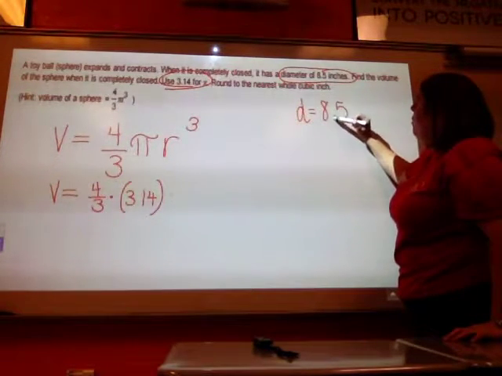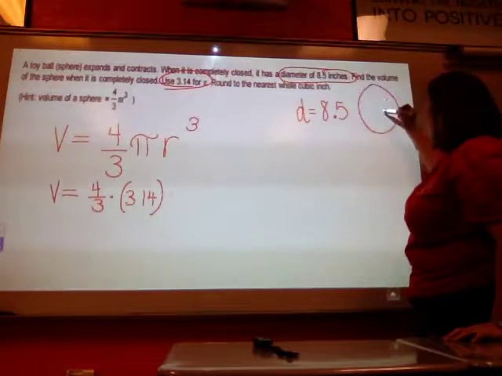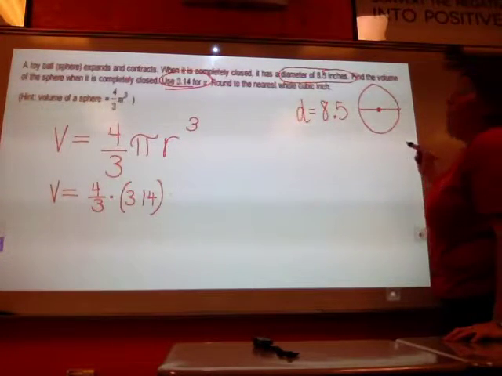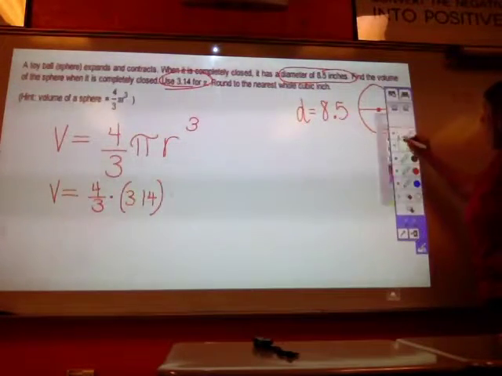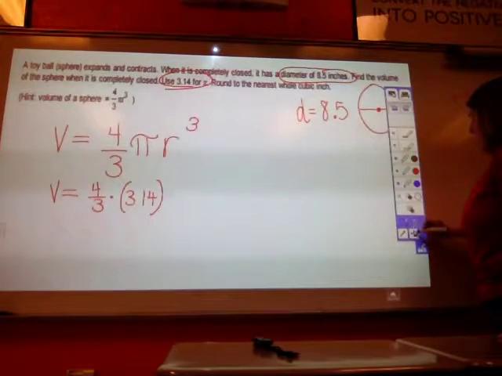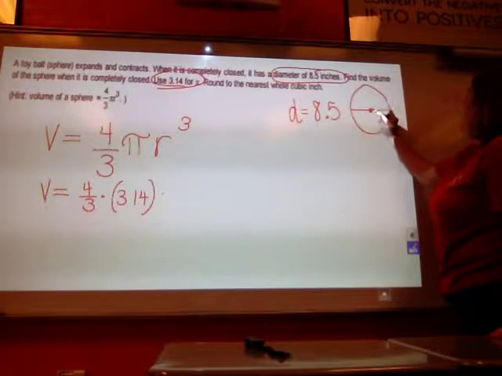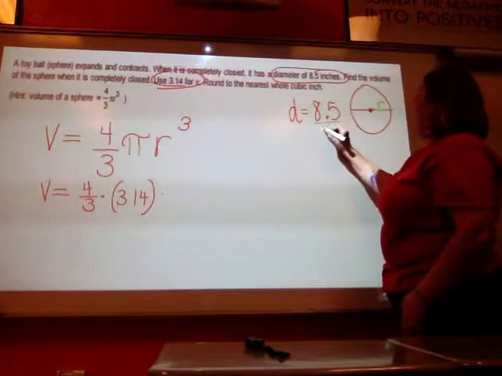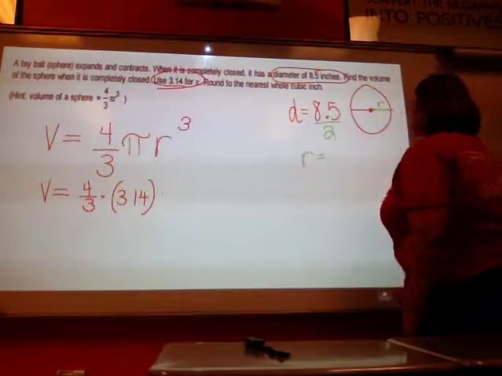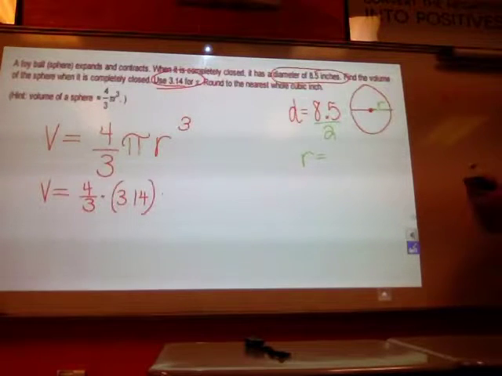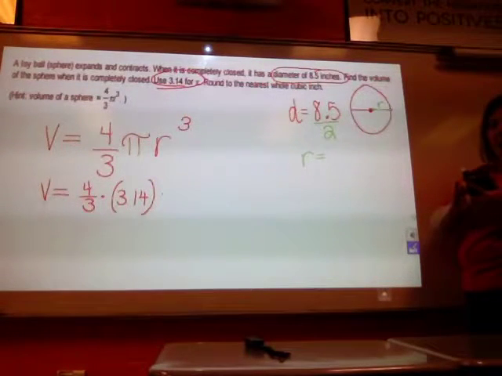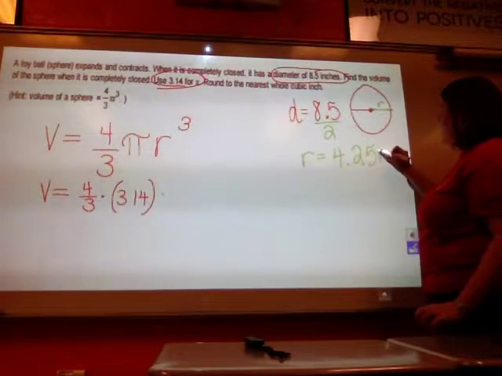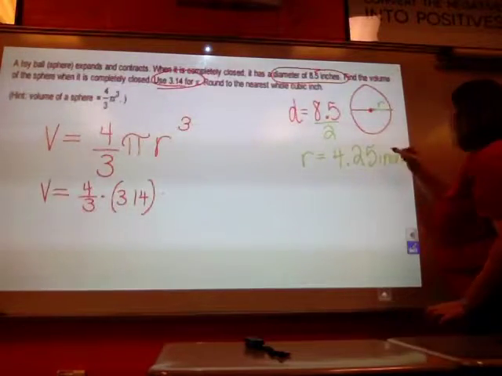So the diameter is 8.5. Well, if you'll remember, a circle, the diameter is all the way across. The radius, though, is only halfway across. So if I know the whole thing, but I only want half, I can divide by 2 to get my radius. So if I take my diameter of 8.5 and I divide by 2, it's going to get me 4.25 inches. Okay? So that's my radius.